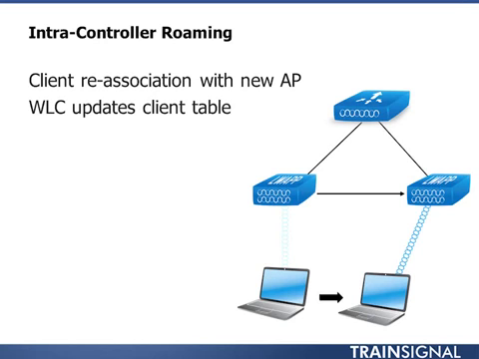In this case, when I move across, I will send a reassociation message to the new access point, and the reassociation message includes the BSSID of my old access point. That information is then forwarded to the wireless LAN controller, and all the wireless LAN controller needs to do is update its client table to say, oh, this client is now associated with a different access point.